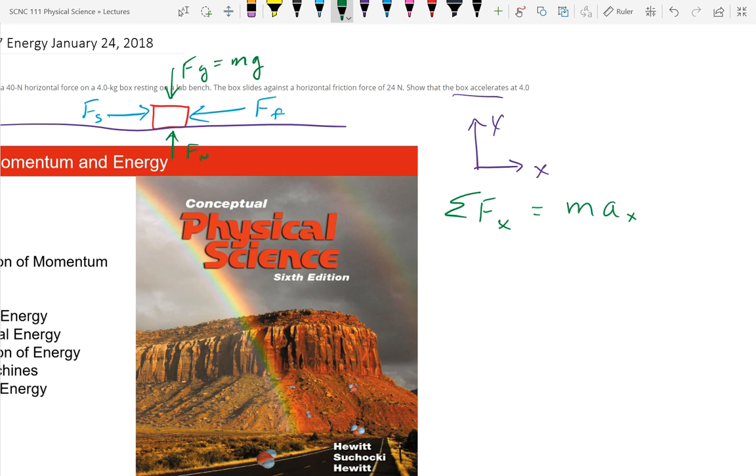So then I just look at my picture. Sum of the forces in the horizontal direction, I drew x going to the right. So force pointing to the right is positive in the x direction. So the force that Sophia is pushing is positive. The force of friction is opposing Sophia's push, so it's in the negative x direction.